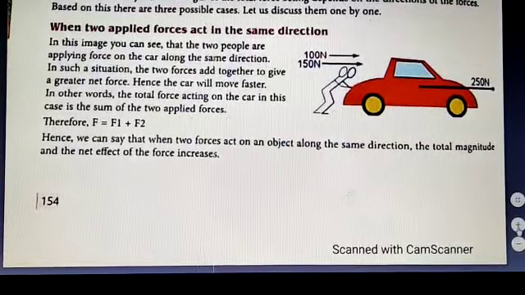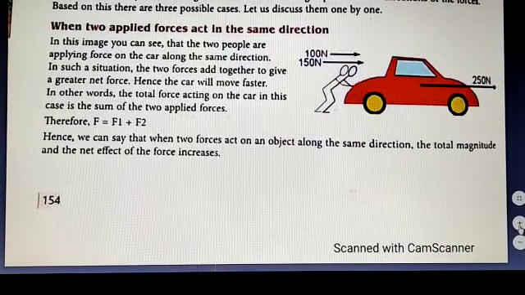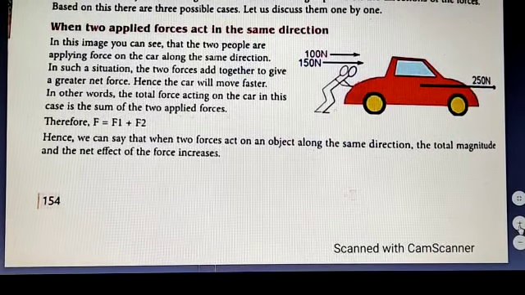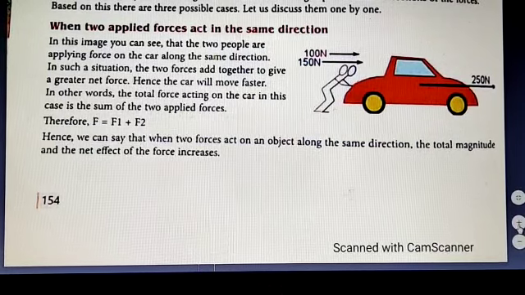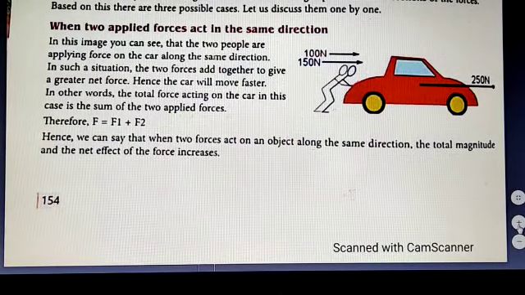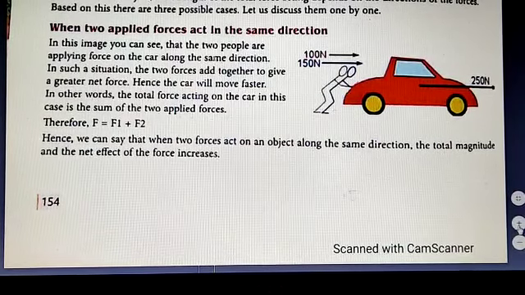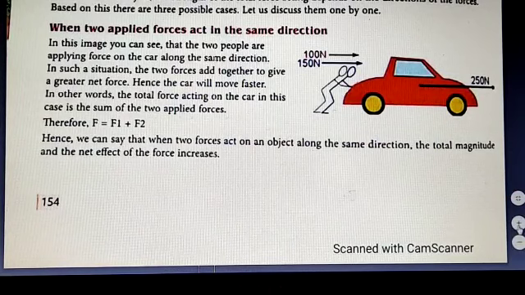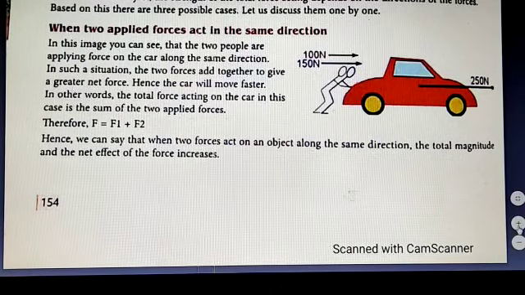In this image you can see two people applying force on the car along the same direction. We call the forces F1 and F2. So the resultant force F will be F1 plus F2. So when two forces act in the same direction, it's easier. The total magnitude and the net effect of the force increases.